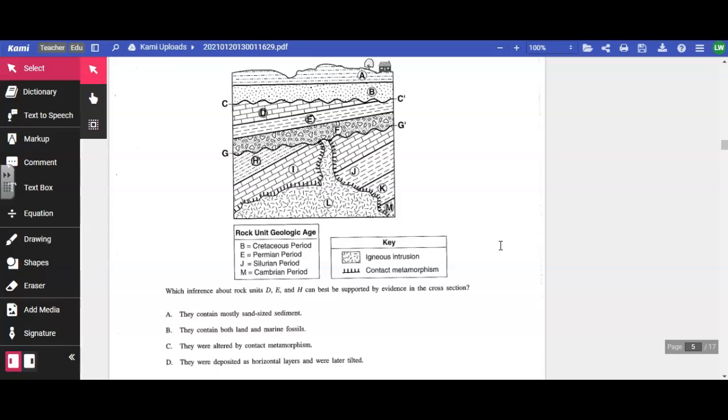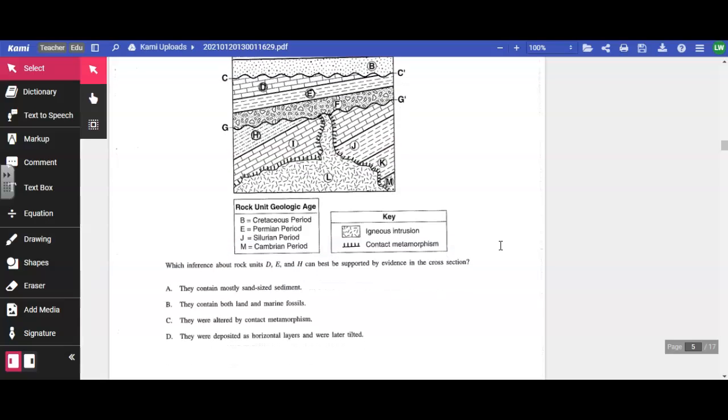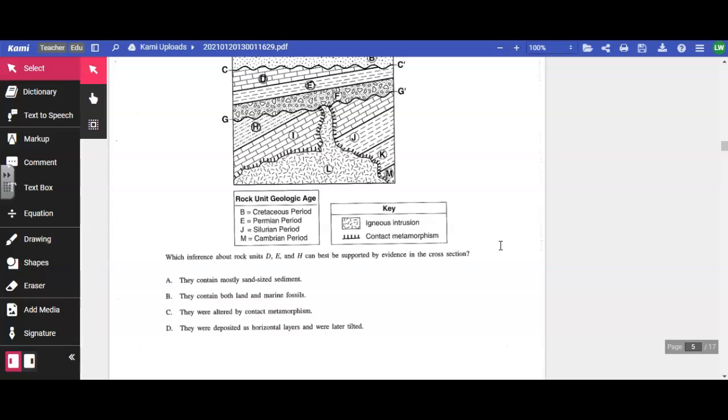A. They contain mostly sand-sized sediments. B. They contain land and marine fossils. C. They were altered by contact metamorphism. Or D. They were deposited as horizontal layers and were later tilted. So you're looking at rock units D, E, and H.